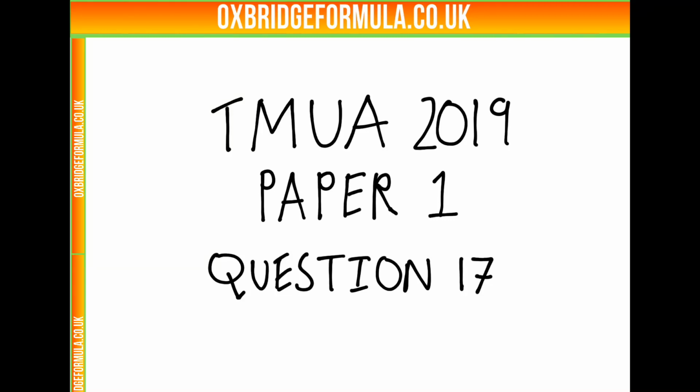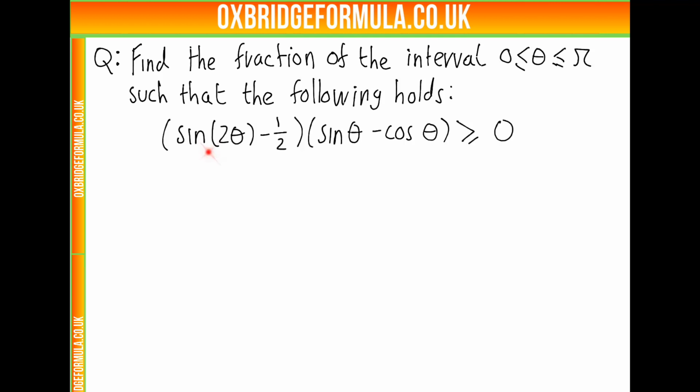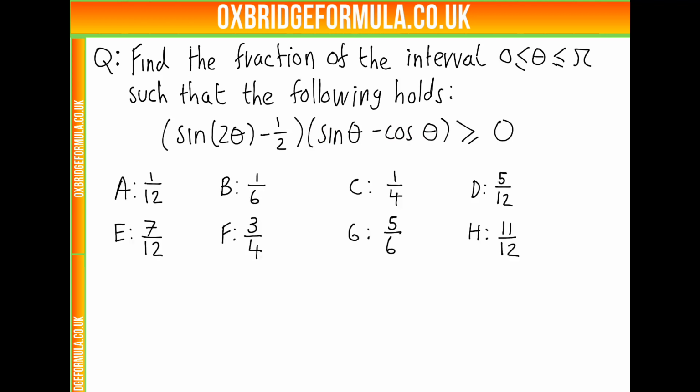This is the solution video for question 17 from paper 1 of the 2019 TMUA or CTMUA exam. In this question, we're asked to find a fraction of the interval 0 to pi such that the following relation holds: sin 2 theta minus a half times sin theta minus cos theta is greater than or equal to 0, where we consider sine and cos in terms of angles in radians. And we're given 8 possible answers for this question, which are all fractional amounts between 0 and 1.